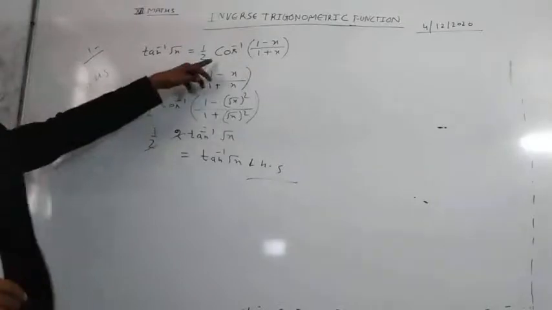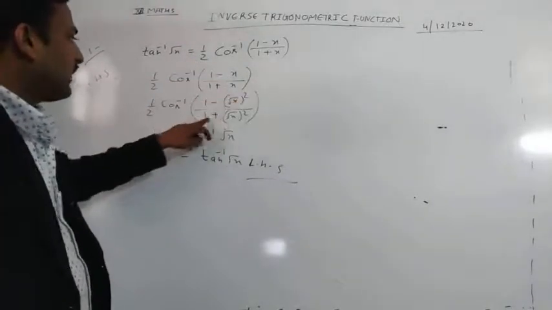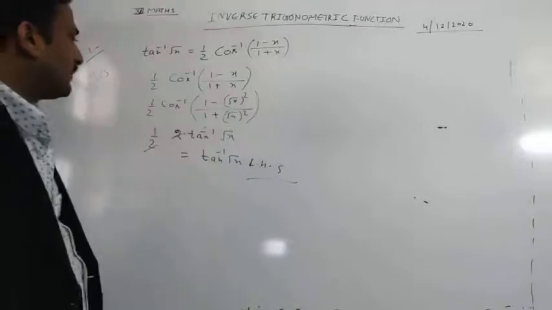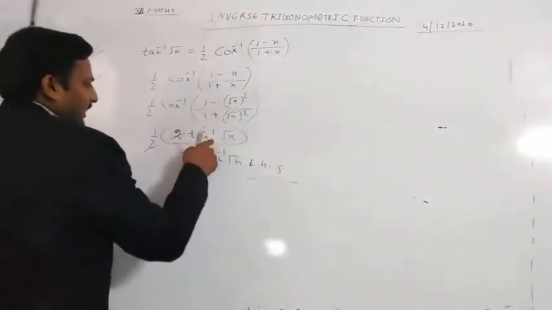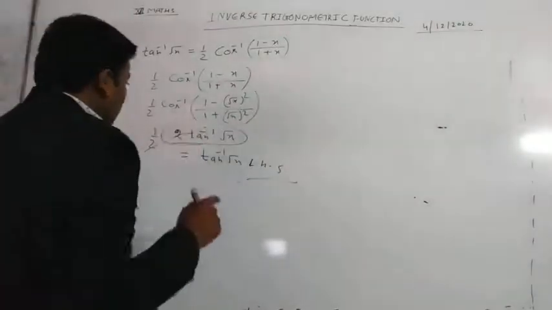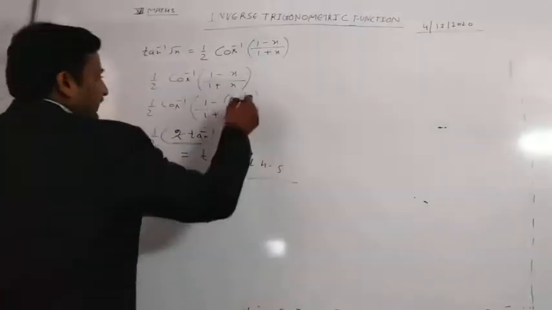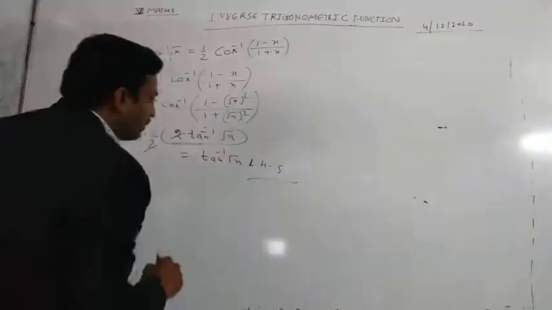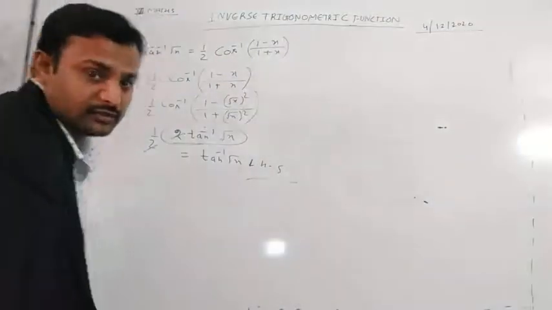Okay, this is the right hand side and we have written root x whole square, 1 plus root x whole square. So this is the formula of 2 tan inverse x: 2 tan inverse x is equal to cos inverse (1 minus x square) by (1 plus x square), but here it is root x, so we will write root x here. Okay, now we will see the next question.